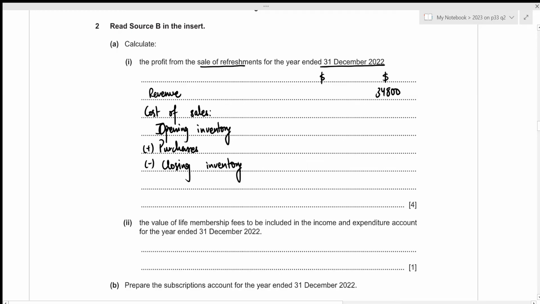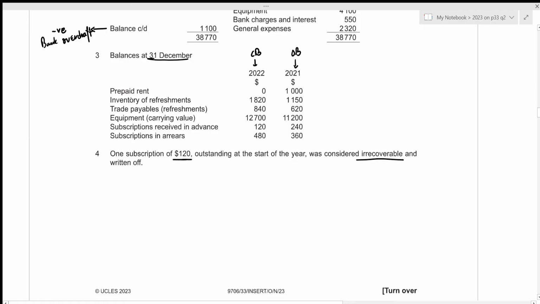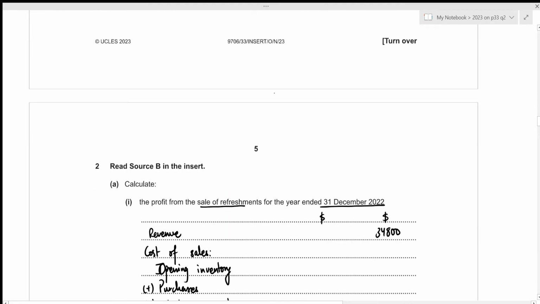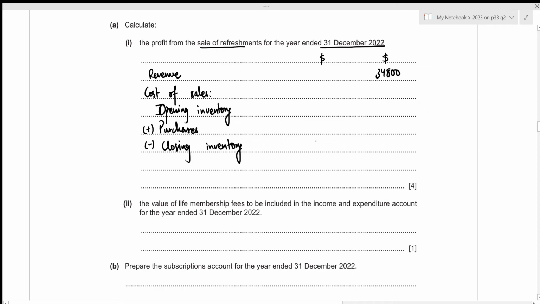Okay, let's write down the values for our inventories. So the inventory for refreshments right here. At our opening date, that's 1,150. At the closing date, that's 1,820. Let's write it down. So closing date 1,820, we need to subtract it for our opening date, that was 1,150.